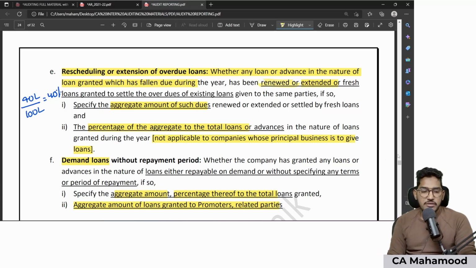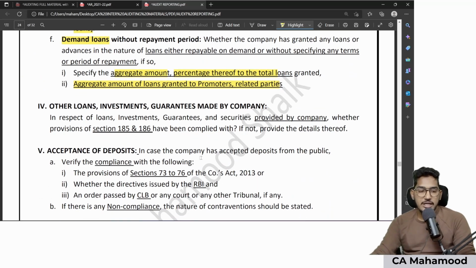Now coming to the fourth one, very simple. Fourth point is also regarding loans, investments, guarantees which are given by the company. In the fourth point, they simply say that if your client has given any loan, investment or guarantee to other parties, check whether they are giving it after complying with section 185 and 186 of the Companies Act. That's all.